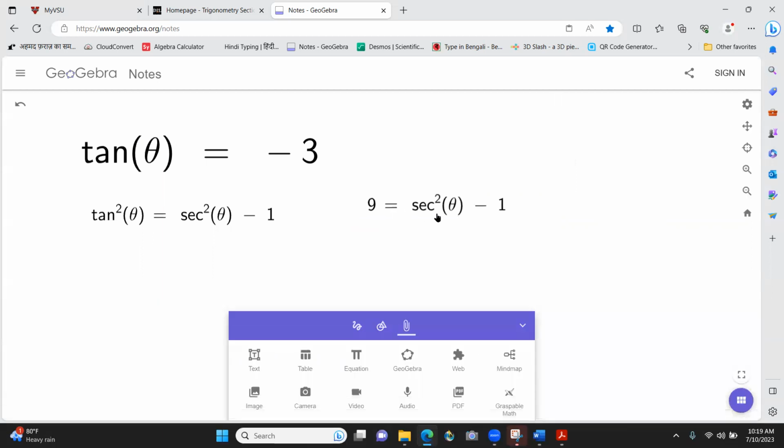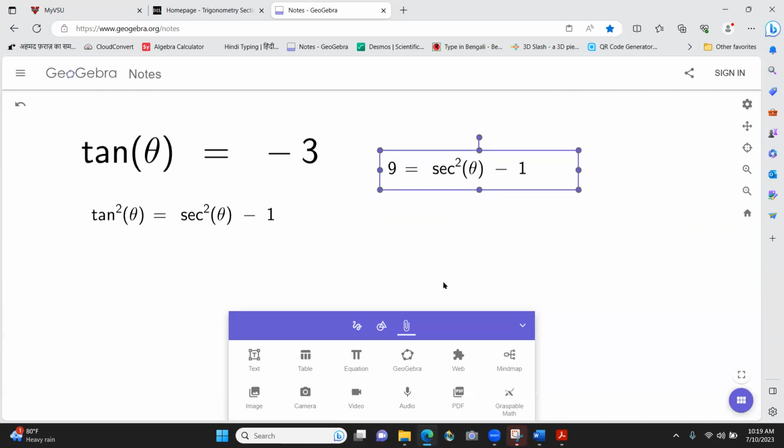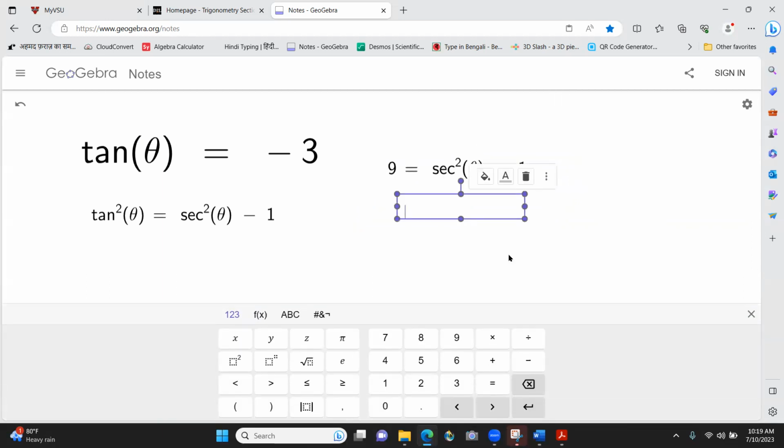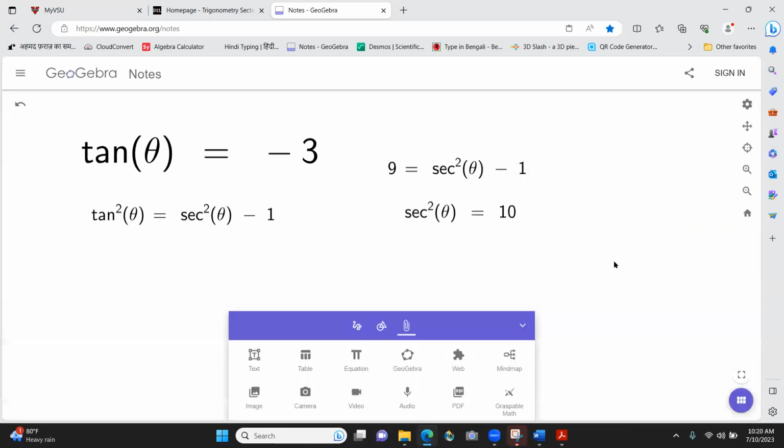Which is going to be 9. I'm going to add 1 to both sides, and I'm going to get secant squared theta is 10. Let me make sure I didn't make a mistake, okay? Give me 1 second to check my work. I think that's about right.